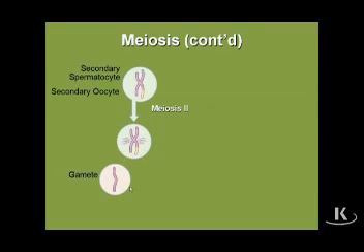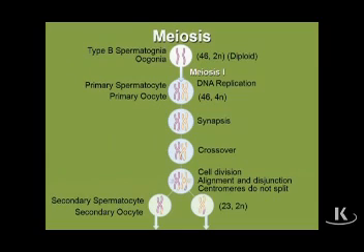So this process in the male is one in which a single primary spermatocyte results in 4 sperm, but in females, a single primary oocyte results in only 1 ovum. So that's a significant difference. Lastly, the other significant difference has to do with the timing of when this occurs.